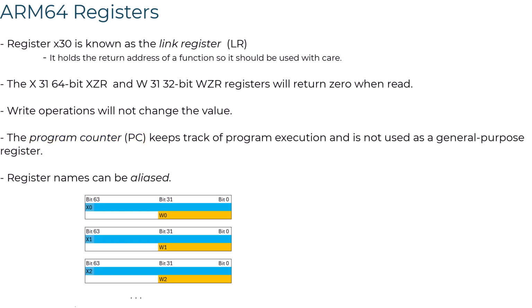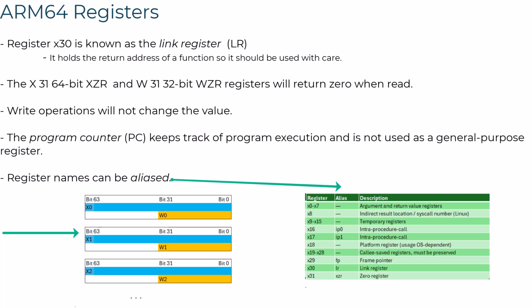So here the registers, the 64-bit variant is here with the X0, and half the size of that is W0. So this would be the first register X0. This would be the second register X1, X2, and so on all the way up.